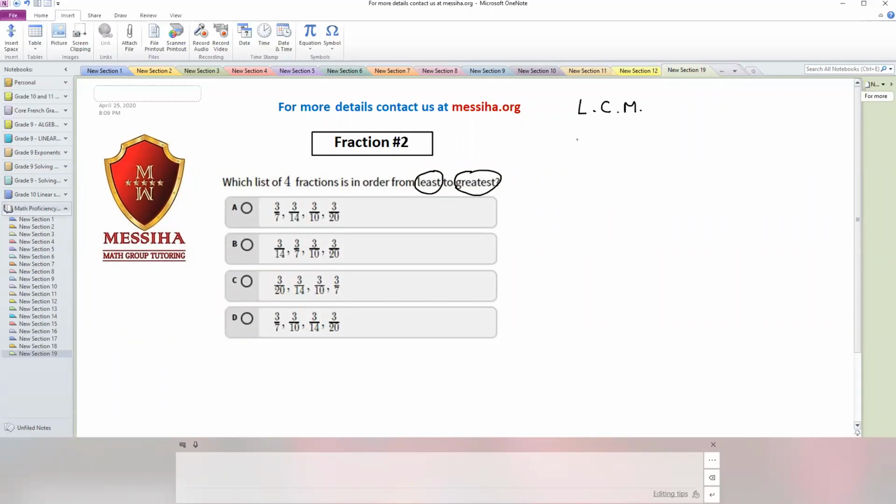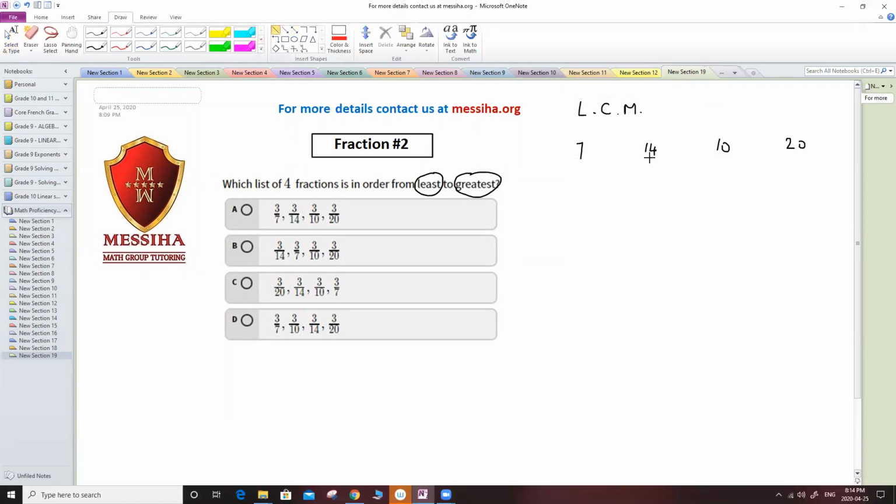So I'm going to write the 7, the 14, the 10, and the 20. And I'm going to create lines this way. This is to find the prime factors of all these numbers first. And after that, I can find the lowest common multiple. To find the prime factors, this is very easy. Already number 7 is a prime number. So 7, I cannot divide it by 2 or by 3.